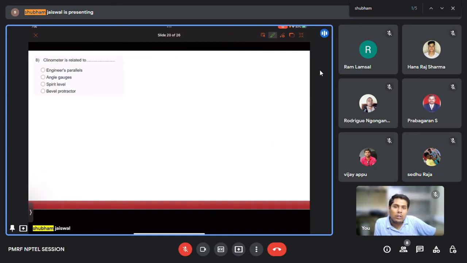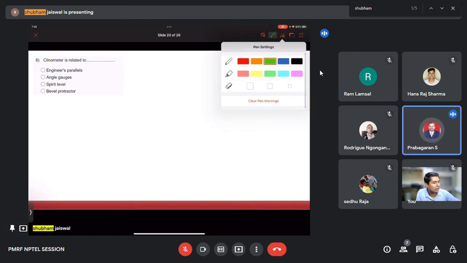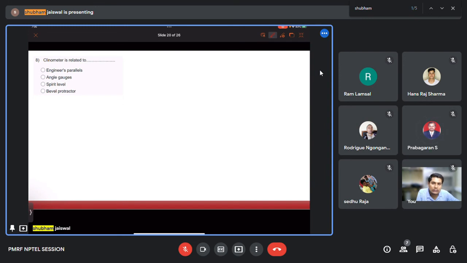The clinometer is related to engineer's principle, engineer's parallel, angle gauges, spirit level, bevel protector. Spirit level. Spirit level. Yeah. Any other answer? Okay. We have already seen this question 2 times. The clinometer is the advancement of our spirit level, and it consists of protractor plus spirit level.